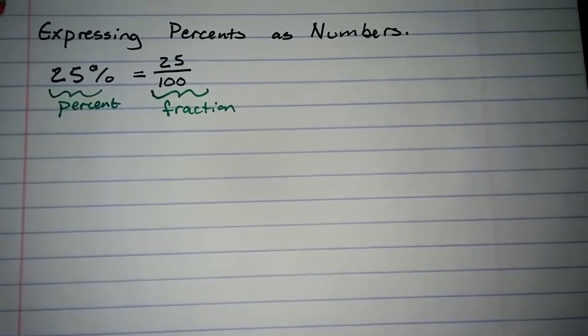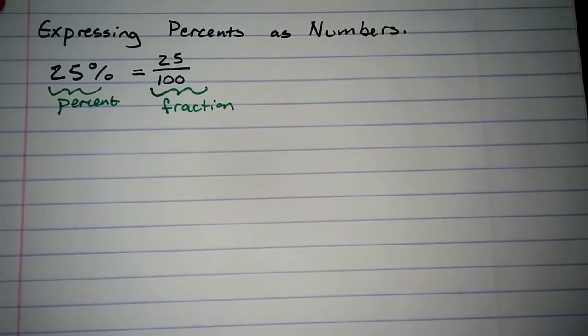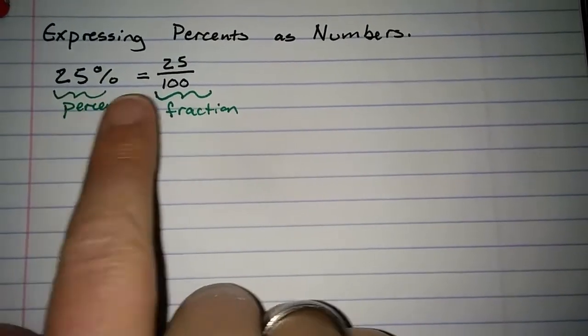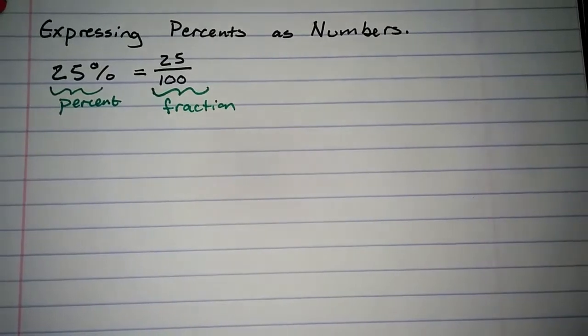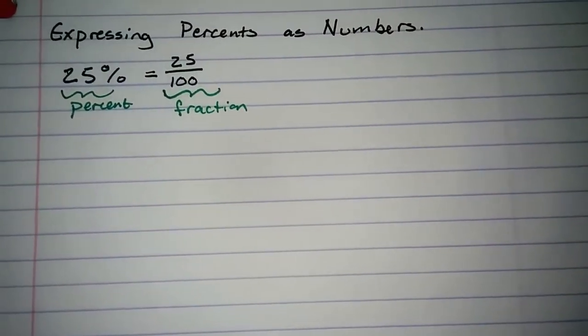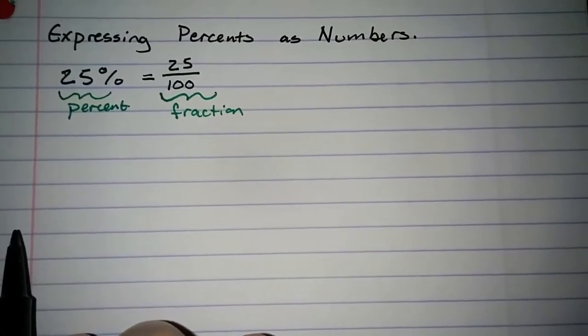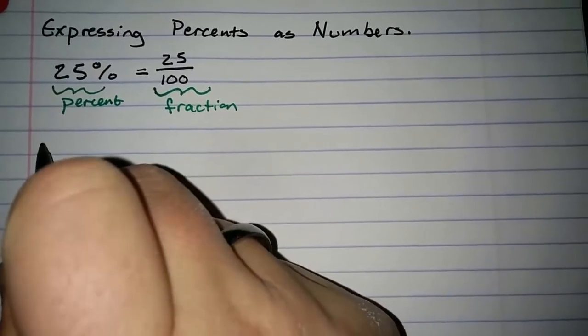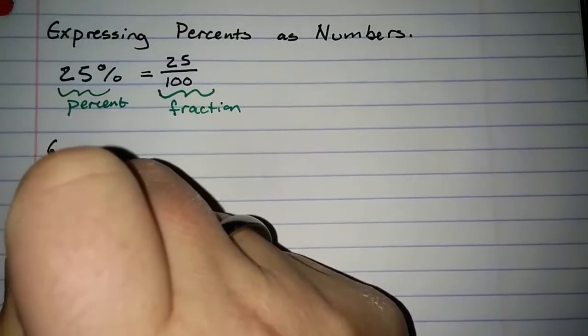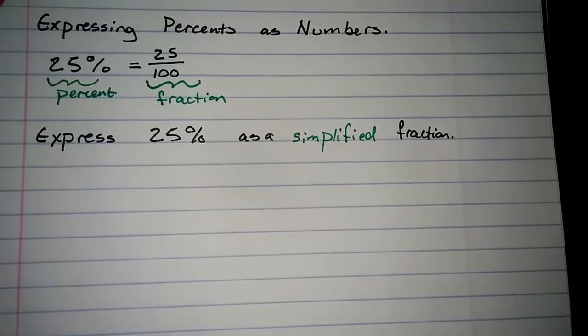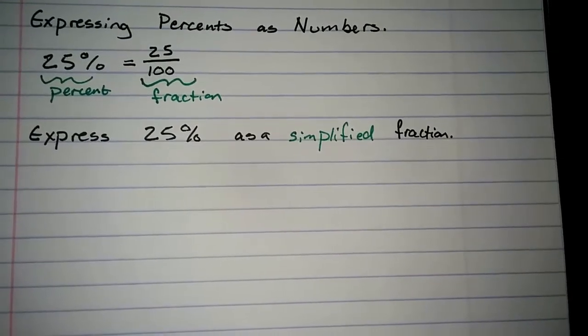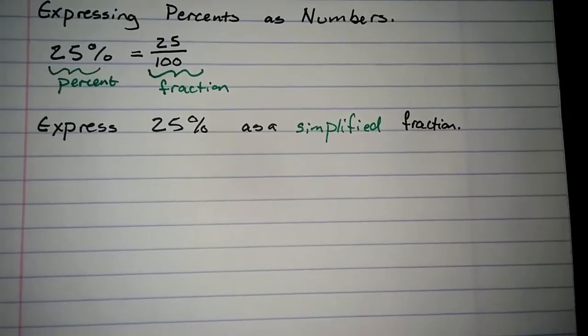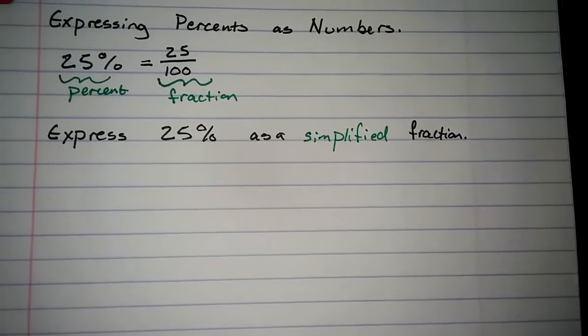This notation is just shorthand for this fraction. With that in mind, it's super easy to express 25% as a fraction. We just do what it says on the box. Of course, usually we want to do a little bit better than that. Usually we'll want to express 25% as a simplified fraction. But how do we do that?